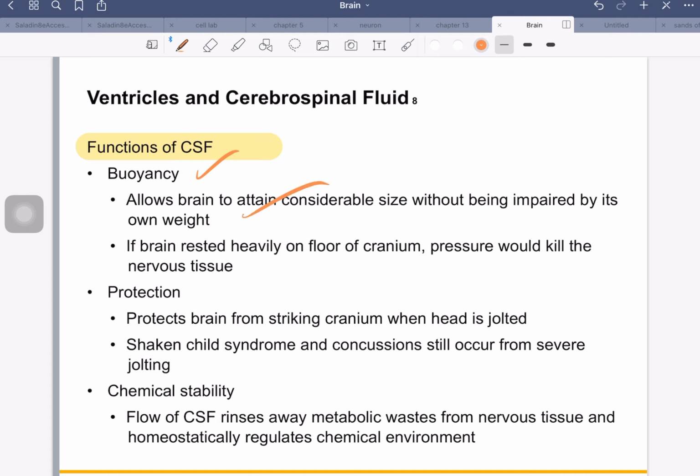So yeah, the brain is quite big, and it does have a significant amount of weight, and if it rests on the floor, we could have issues with basically destroying the nervous tissue. That is not good, as you can imagine.